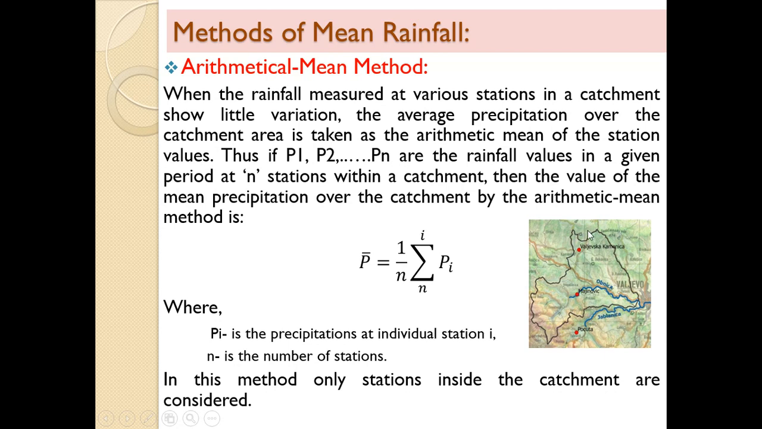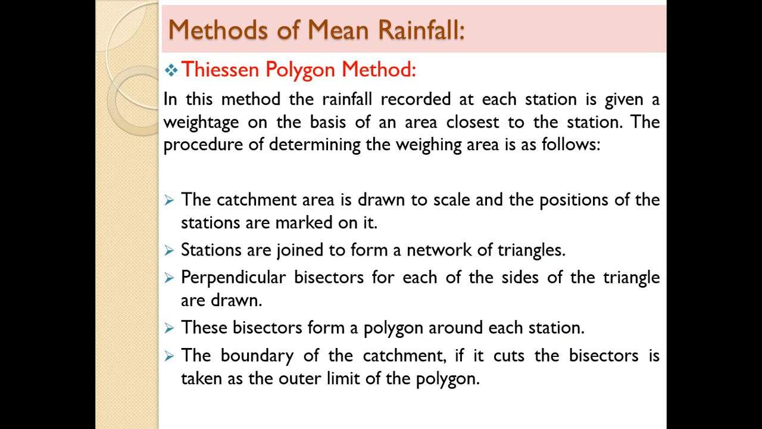Here you will find three stations, but only two stations are lying inside the catchment. So for getting this P bar, we calculate P1 plus P2 divided by 2, only two stations. In this way we get P bar. So in simple words, in the arithmetic mean method the average of the precipitations of all the rain gauge stations inside the catchment is taken. Very simple. Now next is the Thiessen polygon method.